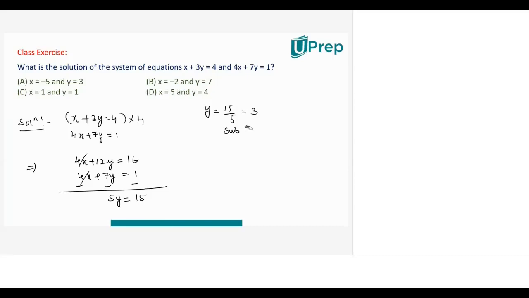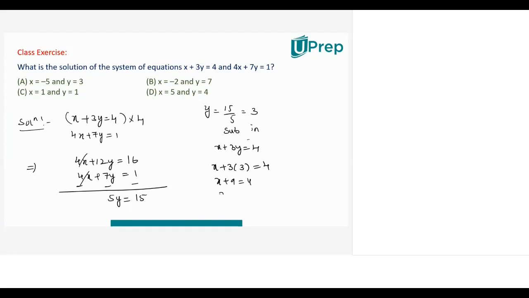What is that? Here it is x plus 3y equal to 4. Let's substitute that. This is x. This is 3 into 3 equal to 4. So that is x plus 9 equal to 4.